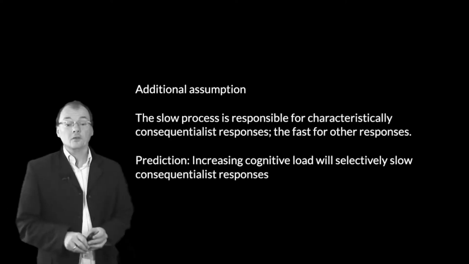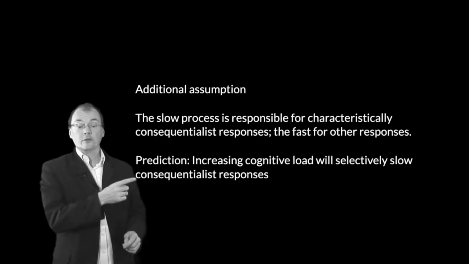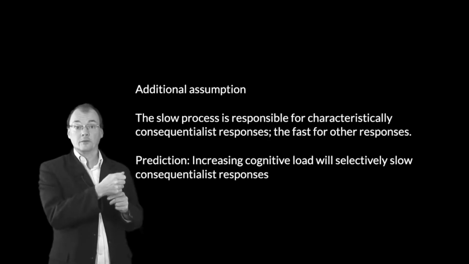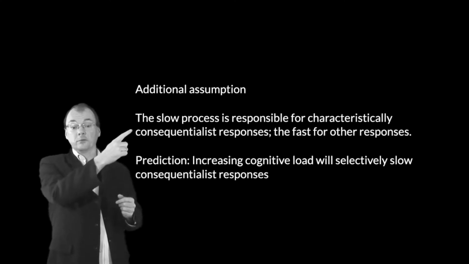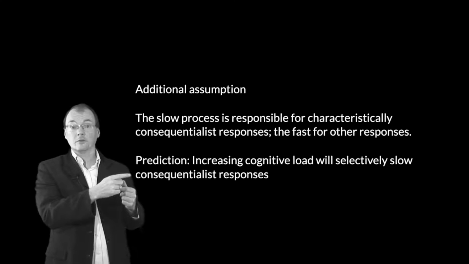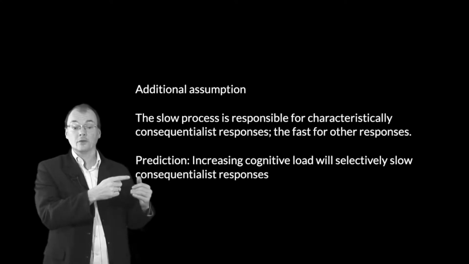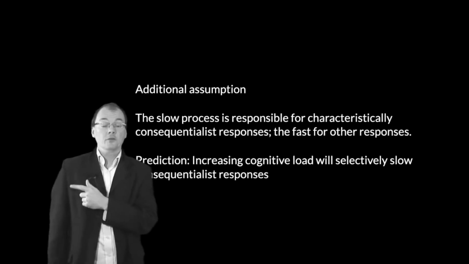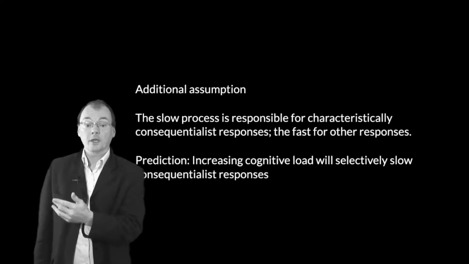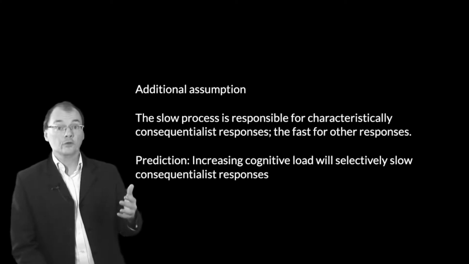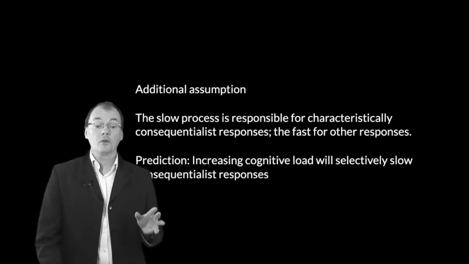All right, very good. So how do we get a prediction? Well, the idea is this. If we increase cognitive load, that ought to slow down the slow process more than it slows down the fast process. That's the way we characterize them. If the slow process is responsible for the characteristically consequentialist responses, then in that case, people who are giving characteristically consequentialist responses ought to slow down more when we increase cognitive load than people who are not giving characteristically consequentialist responses. So think back to the dilemma that I asked you to think about earlier. You're captured by terrorists, and roughly speaking, you have to kill one person in order to save 5. If you decide to do that, then you've given a characteristically consequentialist response. You've achieved a good outcome, but you've done something which is really terrible. You killed somebody.